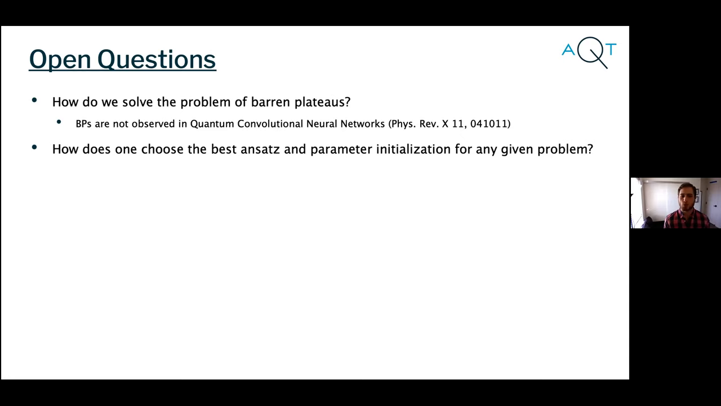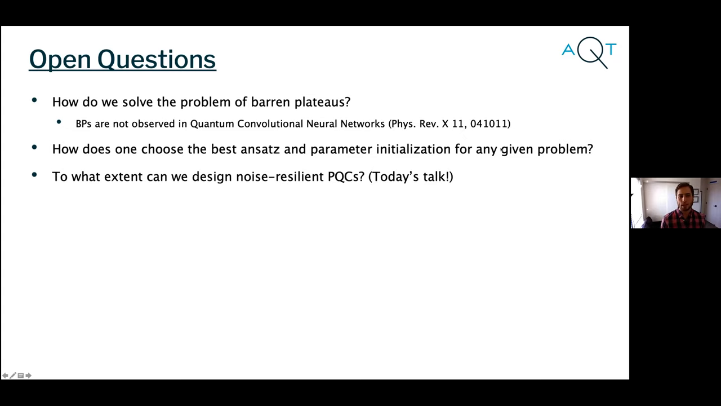Also, how does one best choose the proper ansatz and parameter initialization for any given problem? I know for me personally, this is not an intuitive problem. I think for many people, this is not intuitive. And that's why these problem agnostic circuits are really enticing, because you don't know how to structure your circuit. So you start with something expressive enough to solve the problem. But when you do that, you leave yourself open to other issues.